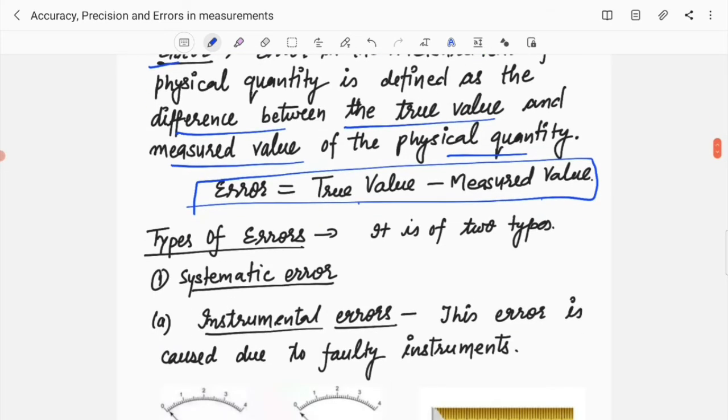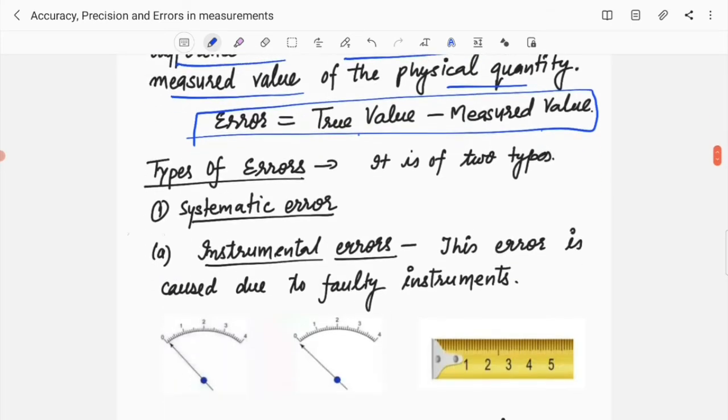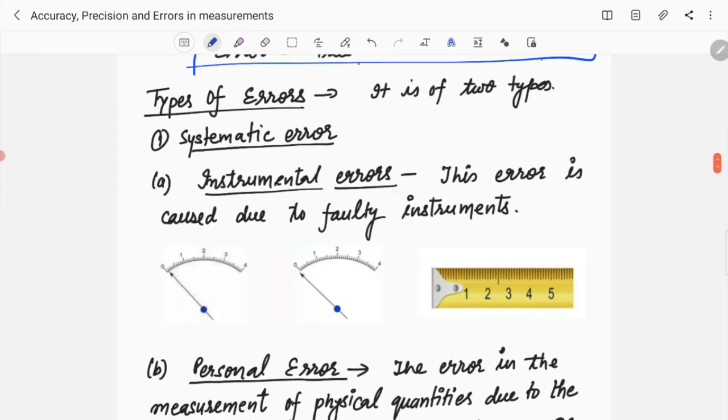So errors we can define into 2 types. First one is systematic error, which is further divided into various parts, like the instrumental error. Instrumental error is the error which is caused due to a faulty instrument. अगर आपका इंस्ट्रूमेंट ही faulty है तो आप जो भी उससे रीडिंग लेंगे वो आपकी क्या होगी, गलत ही आएगी. So whatever error you are getting in your observation because of a faulty instrument, that is called instrumental error.